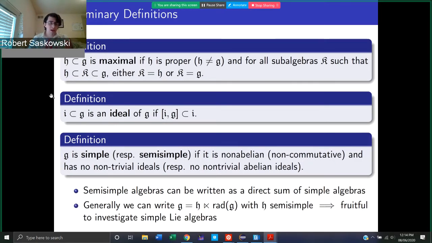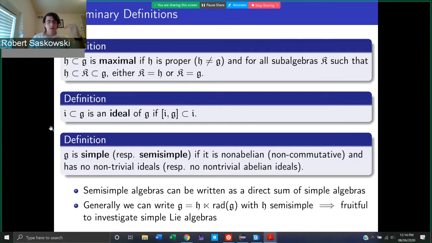Now, we can also define an ideal, which we'll call I. And so I, a subalgebra of G, we call it an ideal if the Lie bracket of I with G is contained in I. And what we mean by this notation of a bracket of two algebras is that it's the set of all Lie brackets of elements of I and elements of G.